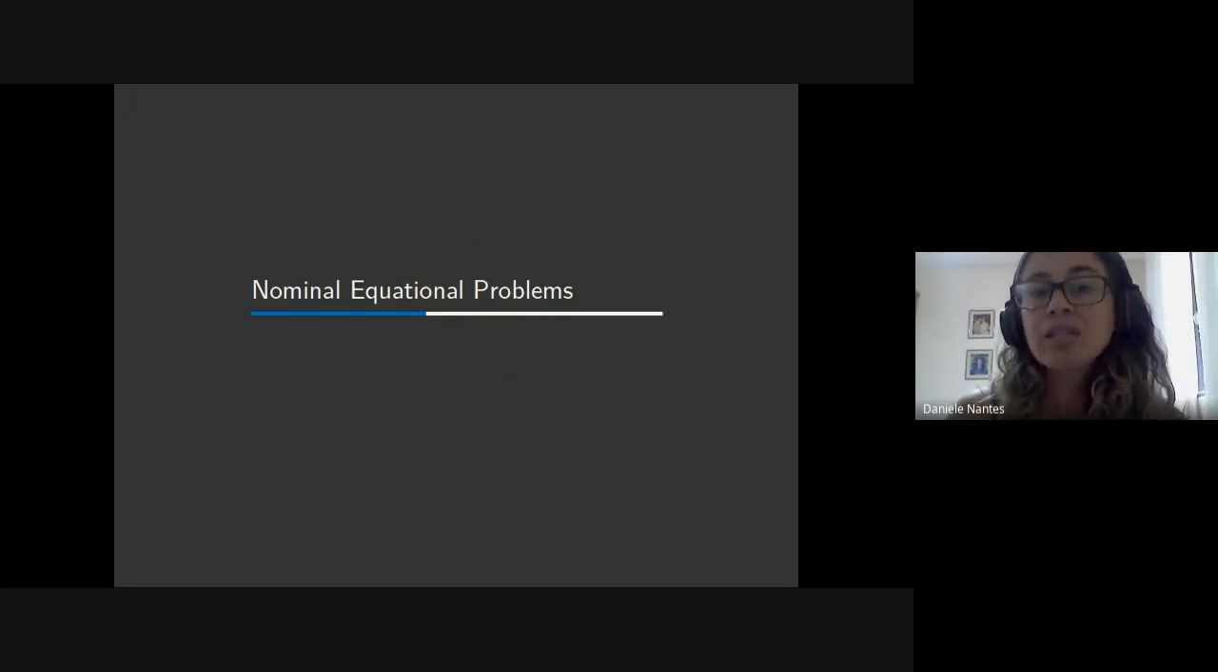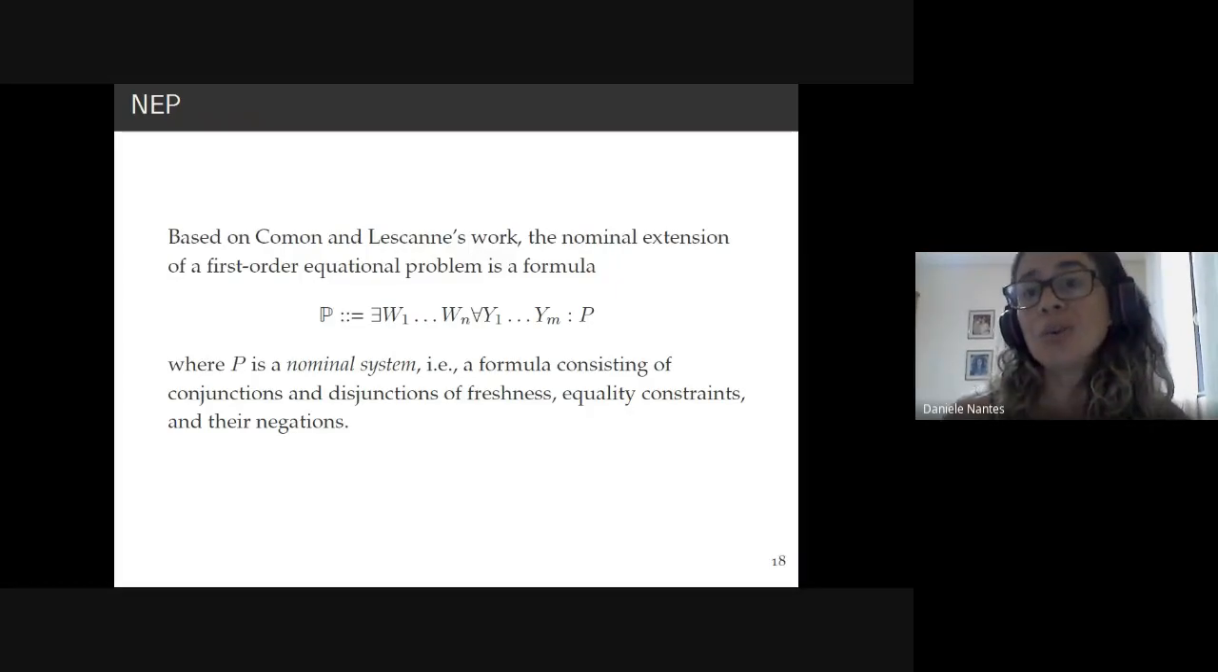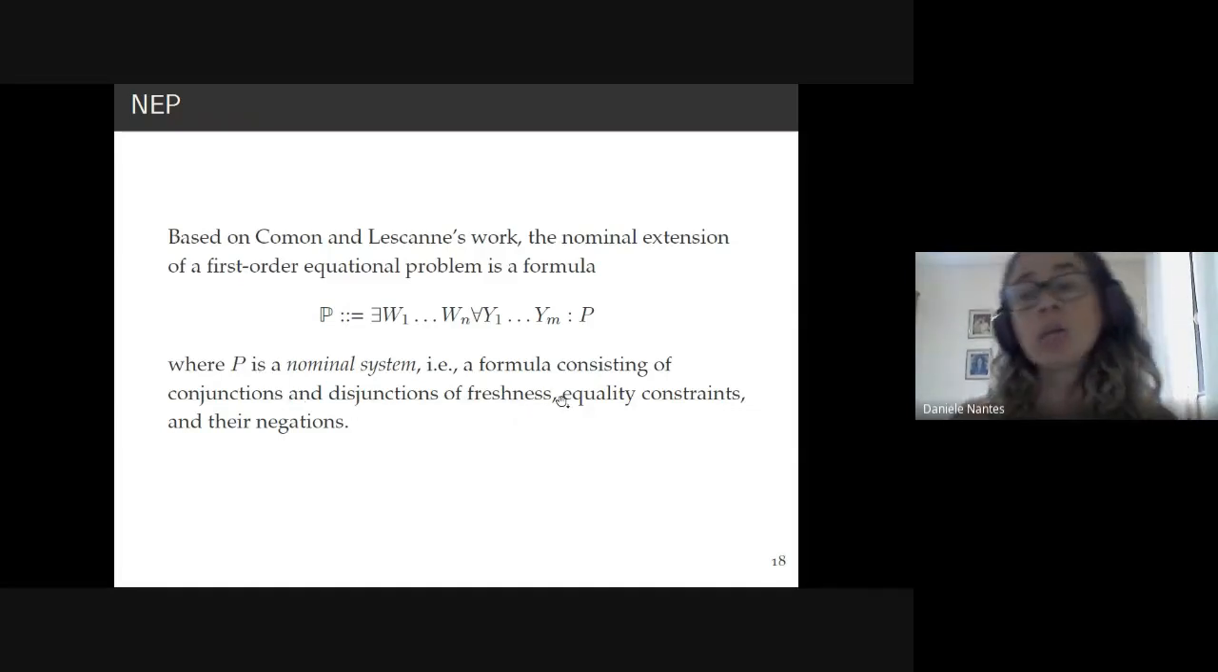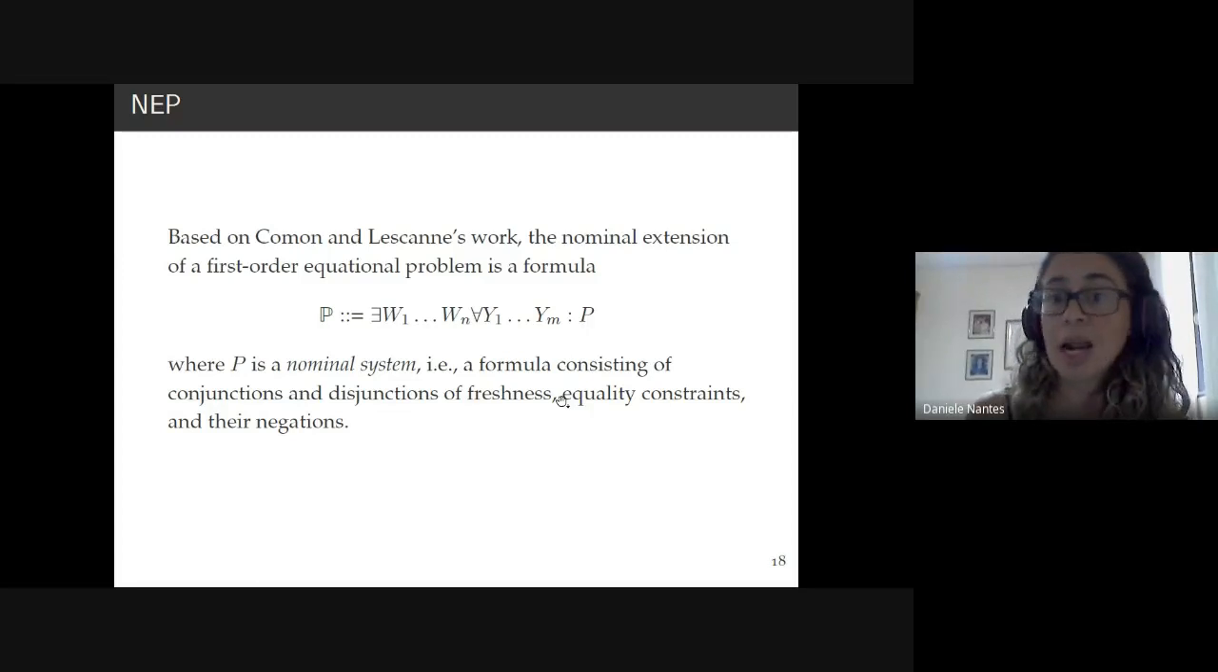Okay, so the idea was to extend the first order equational problems to the so-called nominal equational problems. If we want to be fair to Comon and Lescanne's work, the nominal extension would be an extension of some variables for all of other variables in P, where P now is a nominal system. So we have equations, but now in the nominal language, our equations are alpha equality equations, alpha equations.